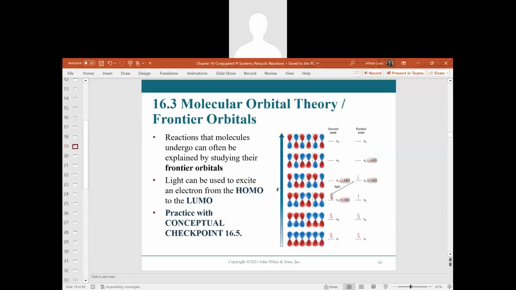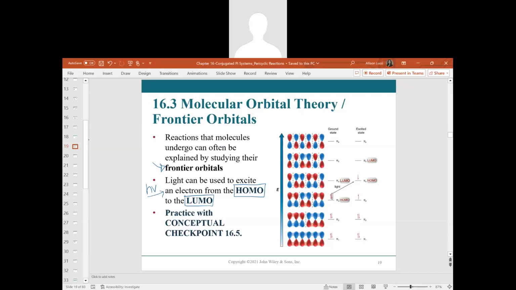So reactions that molecules undergo can often be explained or elaborated based on what are called their frontier orbitals. So we can identify two orbitals of interest, which would be called these frontier orbitals, the HOMO, or the highest occupied molecular orbital, and the LUMO, the lowest unoccupied molecular orbital. So we can use light, for example. So commonly you'll see like h nu here.